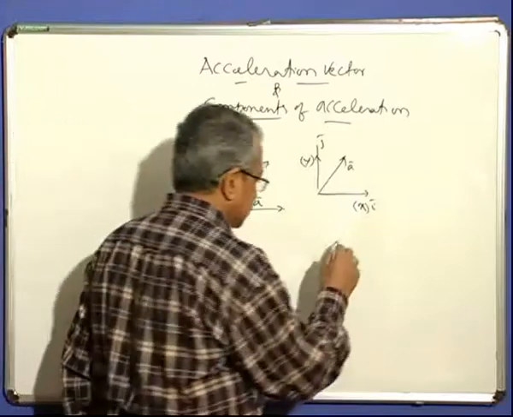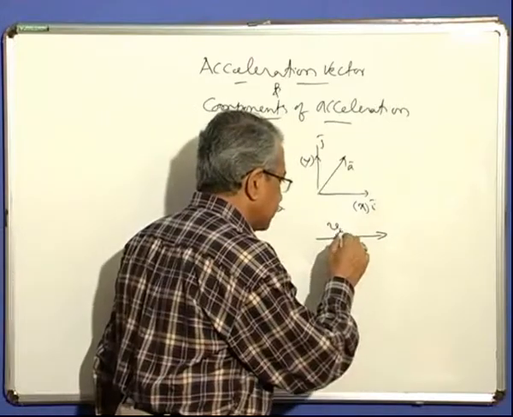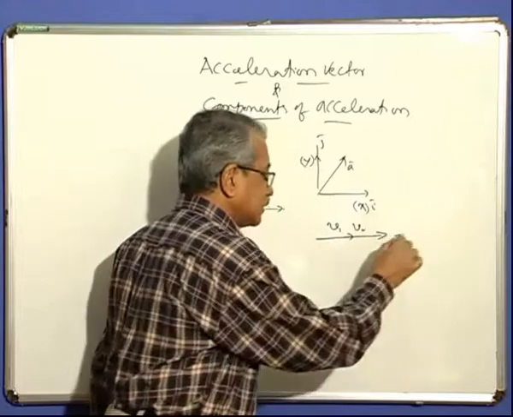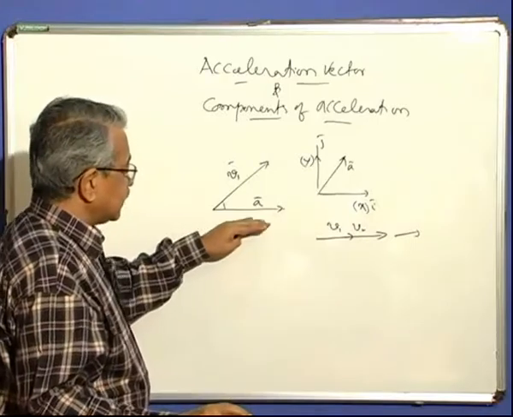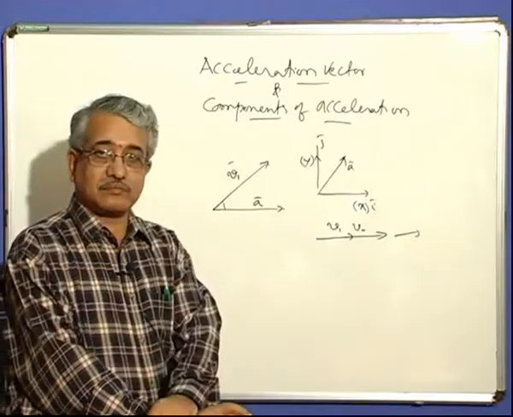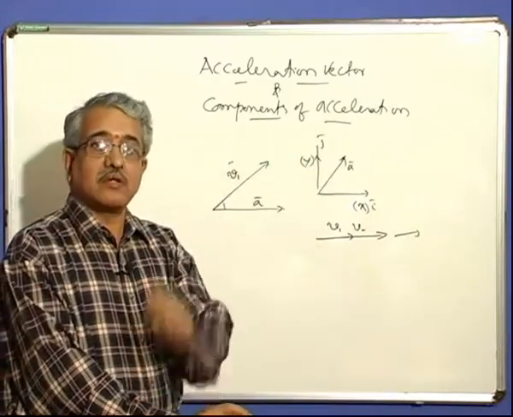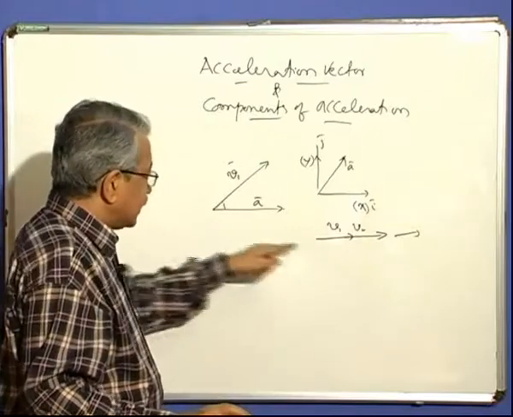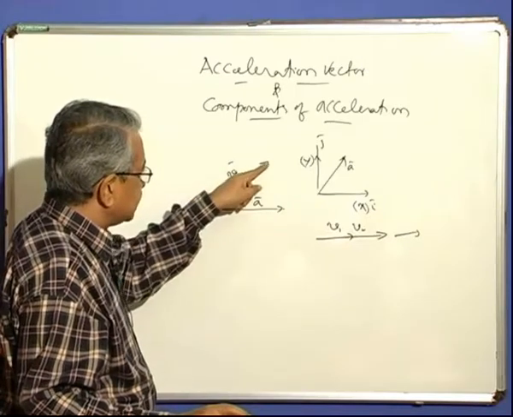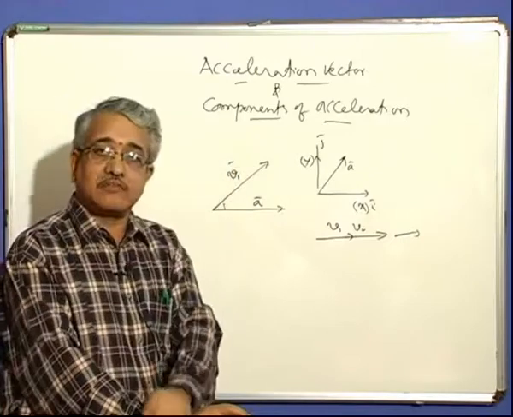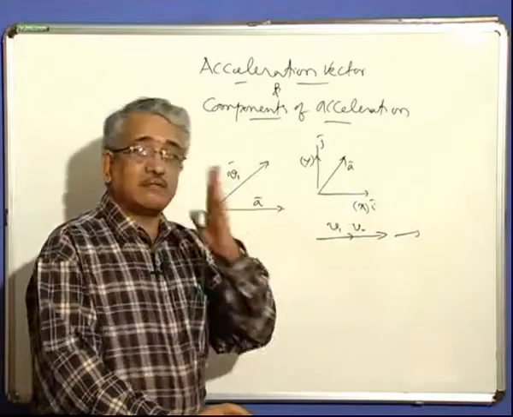In the particular case, when acceleration and velocity are in the same direction, what happens? The velocity will change only in magnitude. The direction will continue to be the same. Now, this acceleration can be resolved into X, Y, Z components. But the component that is responsible for changing the magnitude of the velocity, that is the speed, is a different component. It is not the X component or Y component.